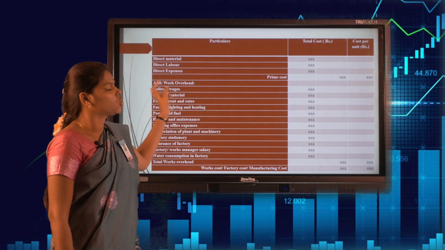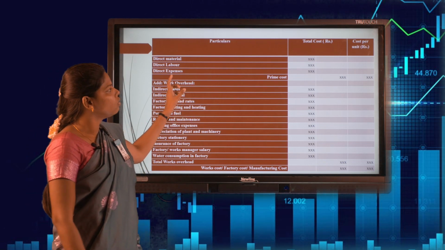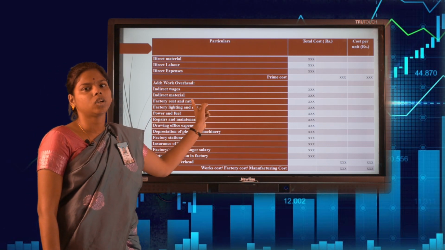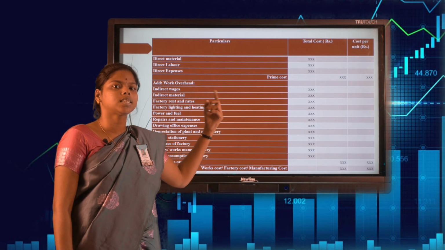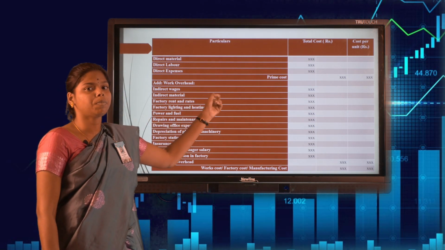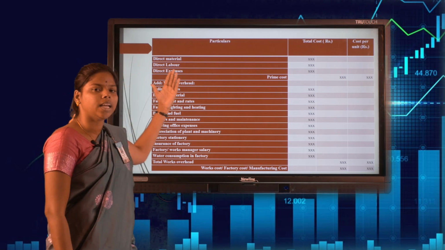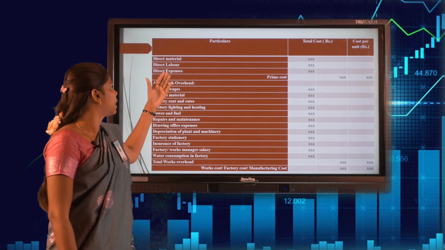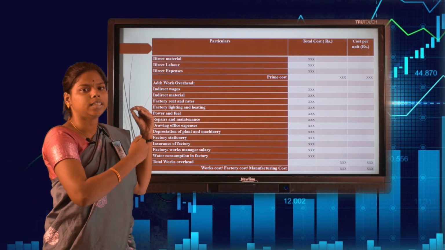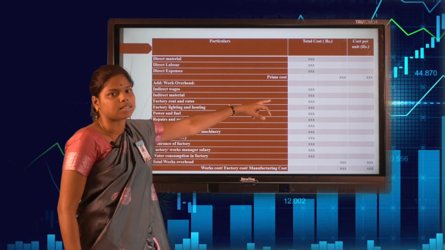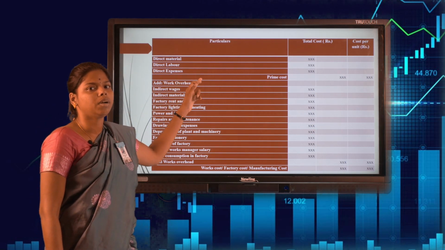Next, we move on to the format of cost sheet. This is the format of cost sheet. We have three columns. The first column is particulars, the second column is total cost in units, and the third column is cost per unit in rupees. In particulars, we have direct material, direct expenses and direct labor. When direct material, direct labor and direct expenses are added together, we get the prime cost. Then you have to add a works overhead, which is nothing but a factory overhead.